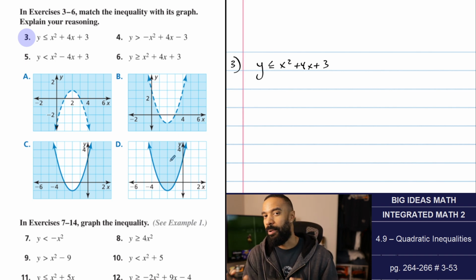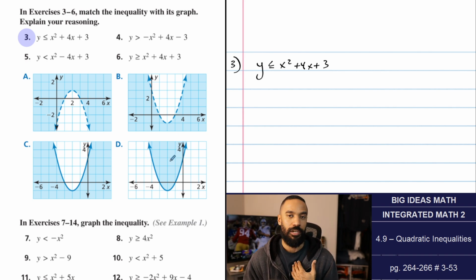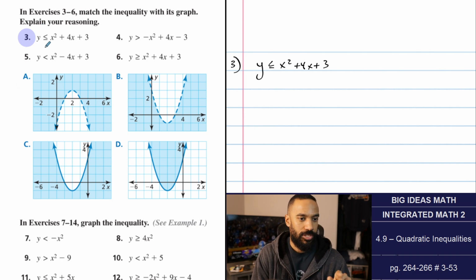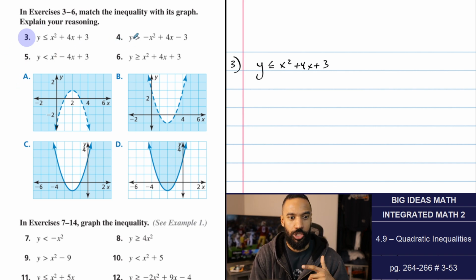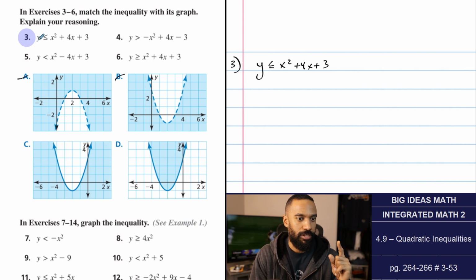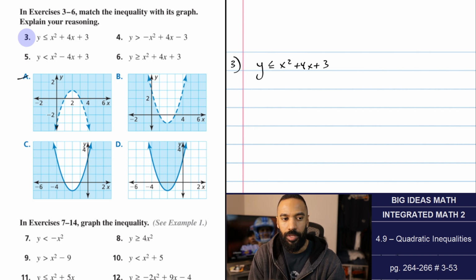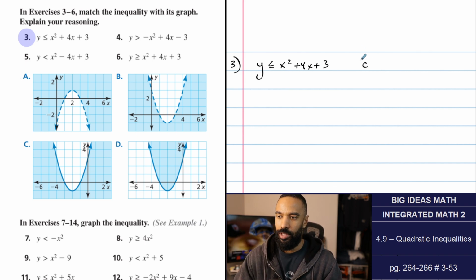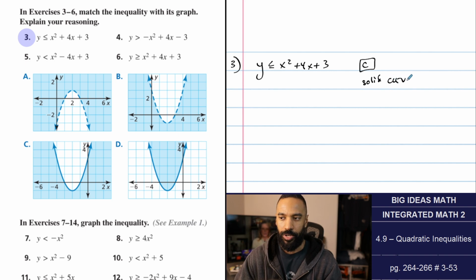Now, they didn't talk about shading above versus below the boundary curve. I did in my lecture portion. If y is isolated and y is greater than, you'd be shading above. If y is less than when it's isolated, you're shading below. This equal to also represents a solid line. So I'm looking for a solid line, which rules out A and B. So it's either C or D, and I'm looking for shading below. This answer is going to be C because solid boundary curve and shading below.